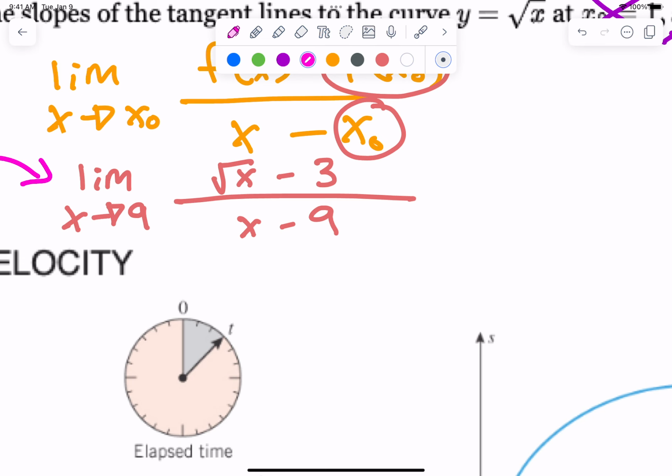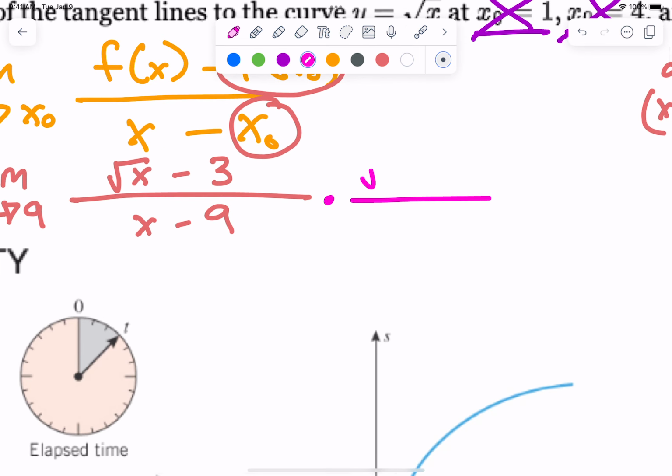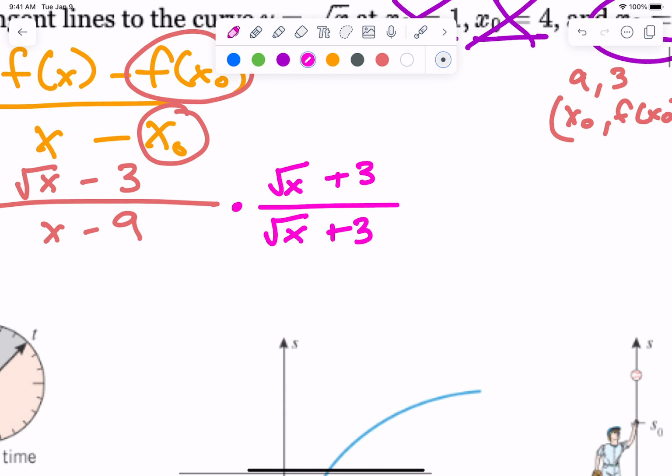Yes. Let's multiply by the conjugate. The conjugate of the top: the square root of x plus 3, and the square root of x plus 3. Okay? Got it? This is going to be so nice, folks.